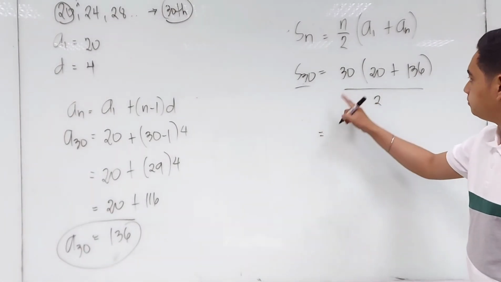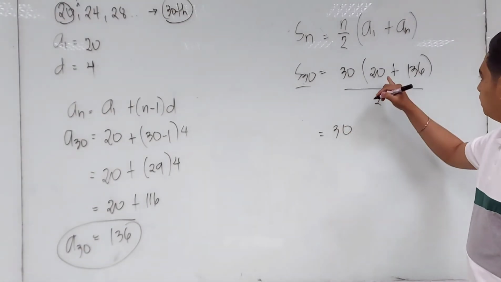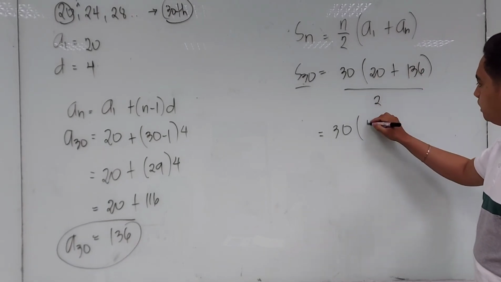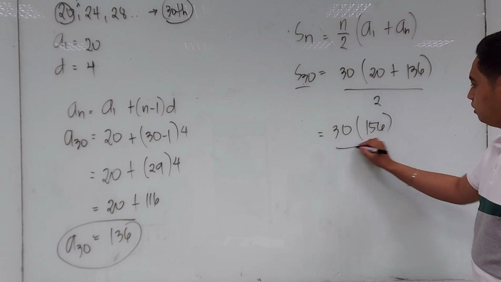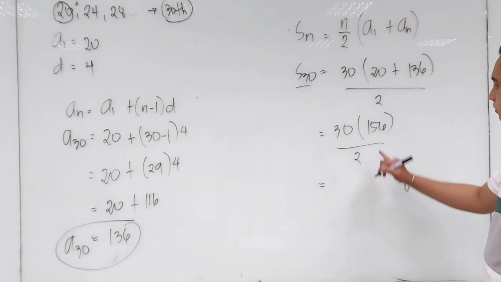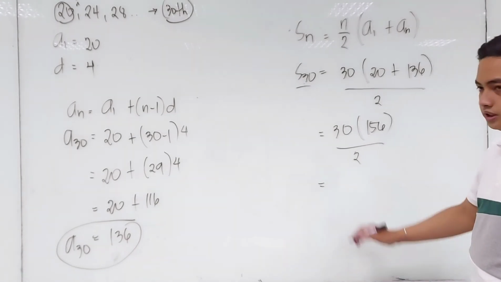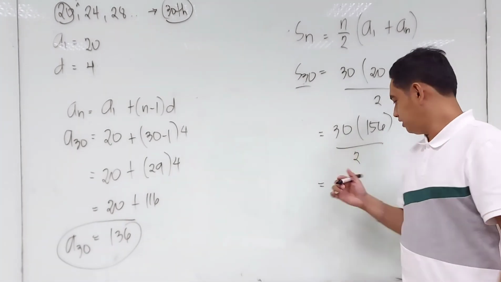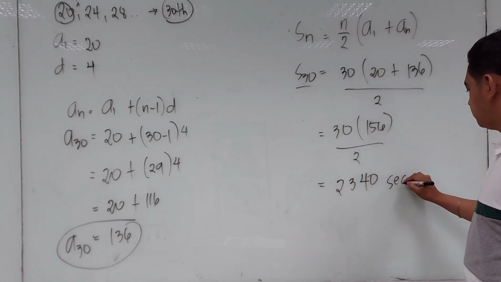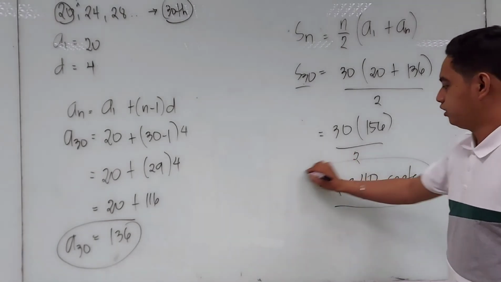Next, 30 multiplied by 20 plus 136 is 156, all over 2. So 30 multiplied by 156 all over 2 is, using a calculator, 2,340 seats in the whole auditorium.